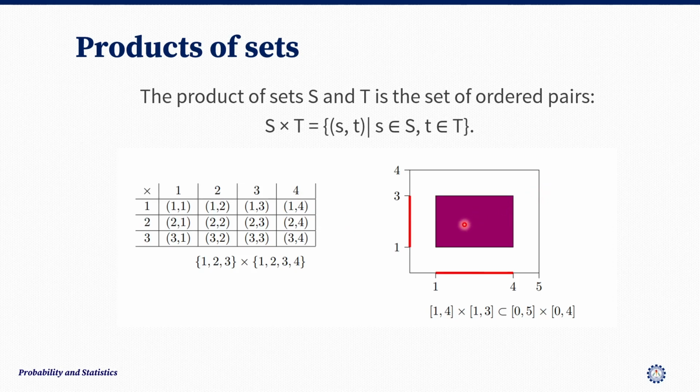The right hand figure also illustrates that if A is a subset of S and B is a subset of T, then A multiplied by B is a subset of S multiplied by T. Okay? Or the product of A and B is a subset of the product of S and T.